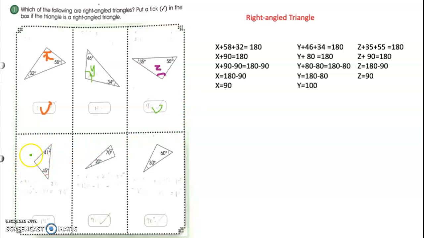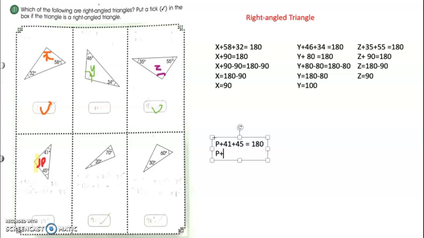angle triangle. Let me go to this one and let me mark this angle as P. So let's start working with the fact that P plus 41 plus 45 is equal to 180. Please do this step when you're doing it, okay? It's very important.